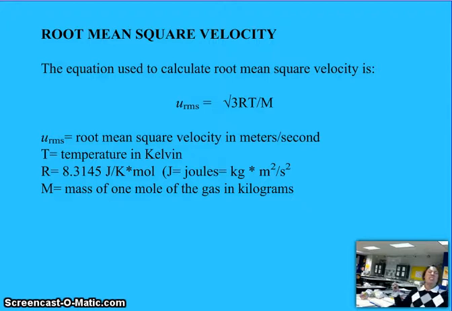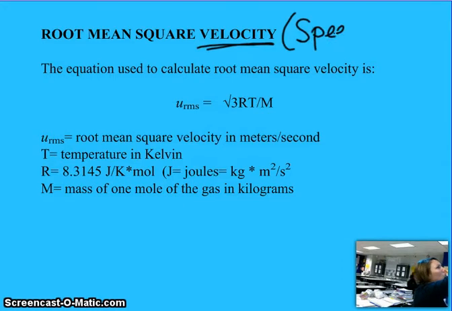The other thing is speed. Speed is officially defined as root mean square velocity. Velocity is speed. That is a measure of how quickly the molecules are moving. We use this symbol, it's a mu, that equals root mean square speed. It's equal to the square root of 3RT over m.